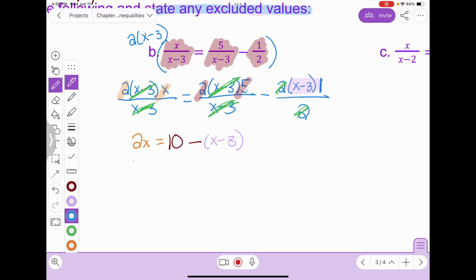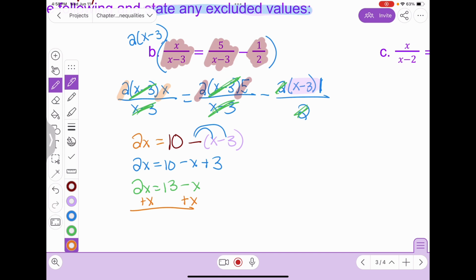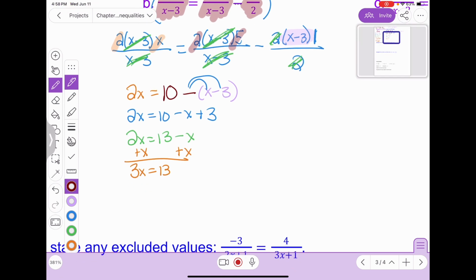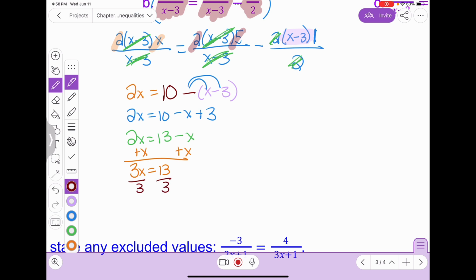Now I'm going to distribute that negative sign. So negative times x is negative x. Negative times negative 3 is positive 3. I'm going to combine like terms. So 10 plus 3 is 13. And now I'm going to solve. So I'm going to add 3. So 2x plus x is 3x. And then I'm going to divide by 3. So 13 over 3 would be our solution.